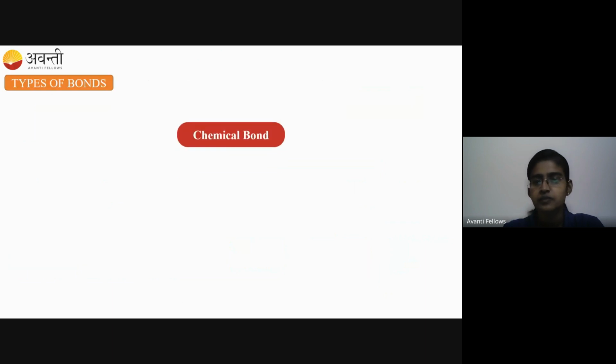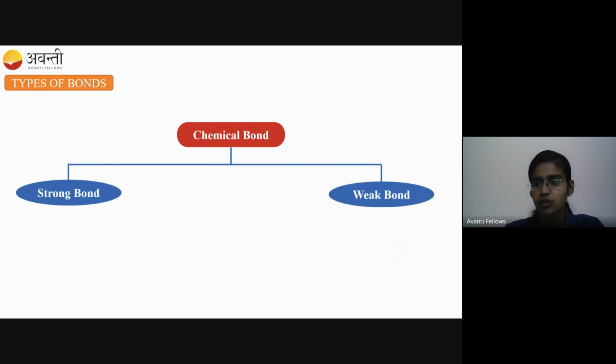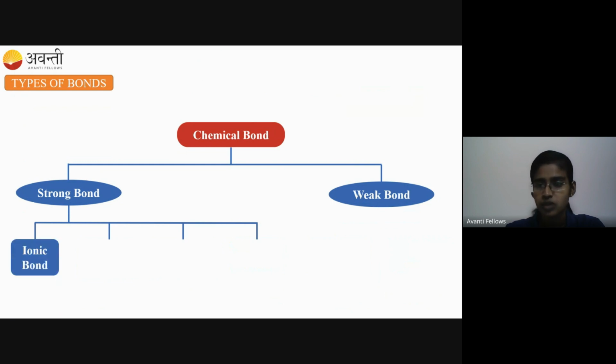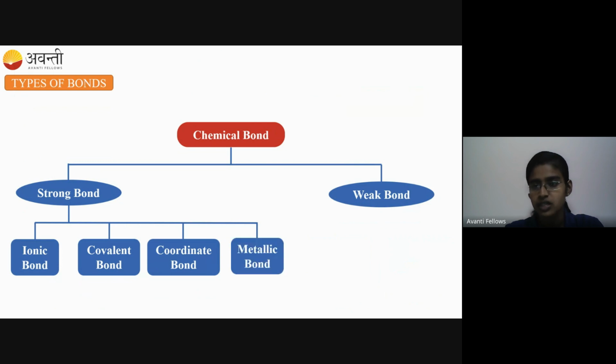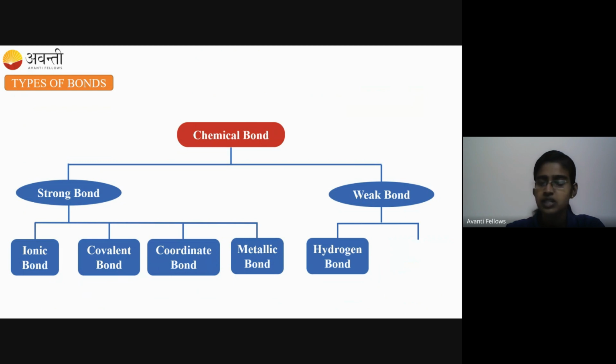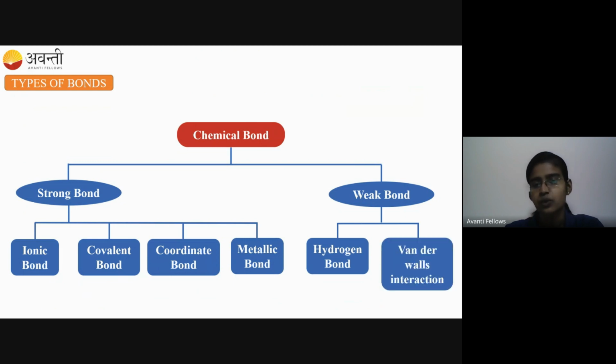Types of bond. So chemical bond is classified into two: strong bond and weak bond. Strong bond is again classified into four. The first is ionic bond, the second is covalent bond, next is coordinate bond and metallic bond. These four are the strong bonds. And coming to the weak bond, there are two categories: hydrogen bonding and van der Waals interaction. Strong bond means the energy required to break the bond will be very, very high. And in case of weak bond, we can break the bond so easily. That is the difference between these two.